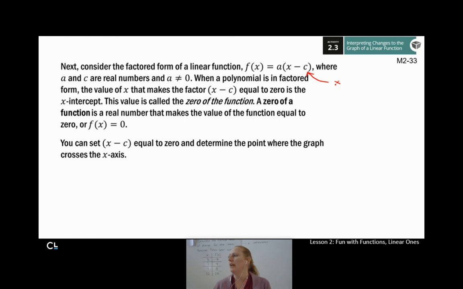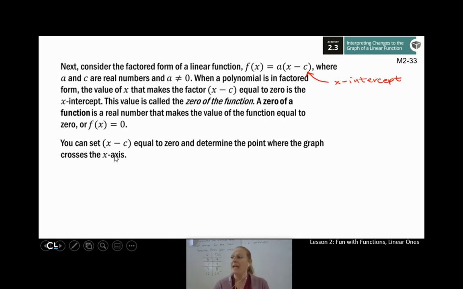We earlier called that an x-intercept, but it has another name. The other thing we call that is the zero of the function. So when a polynomial is in factored form, the value of x that makes this factor, x minus c, equal to 0, that's going to be your x-intercept. So we call it the zero of a function, because if I plug that in there, that's what would make that equal 0, right? A zero of a function is a real number that makes your function equal to 0, f of x equals 0.